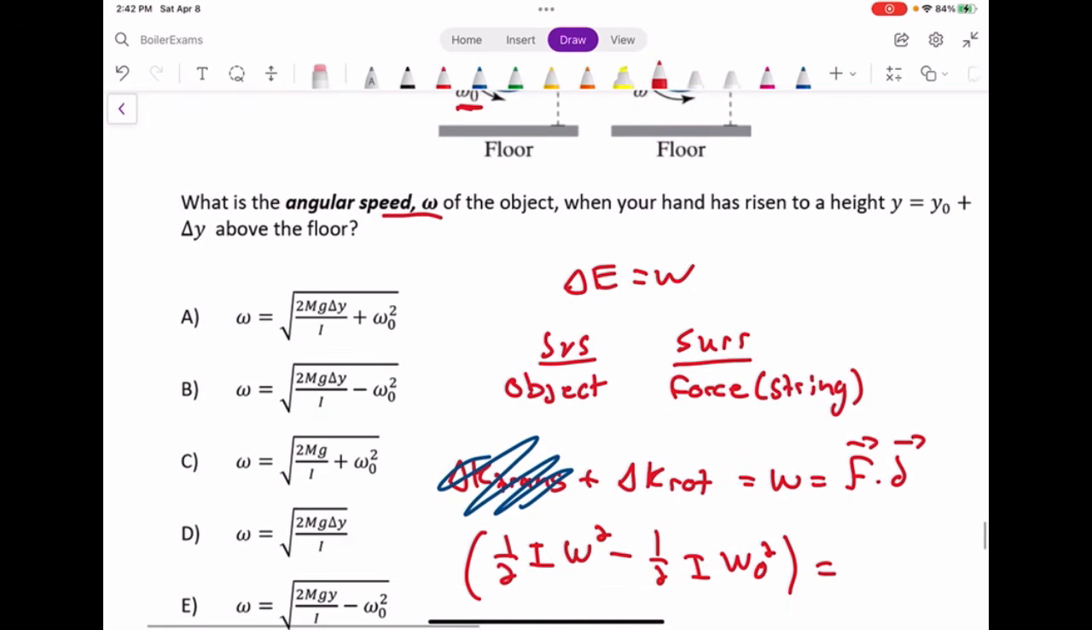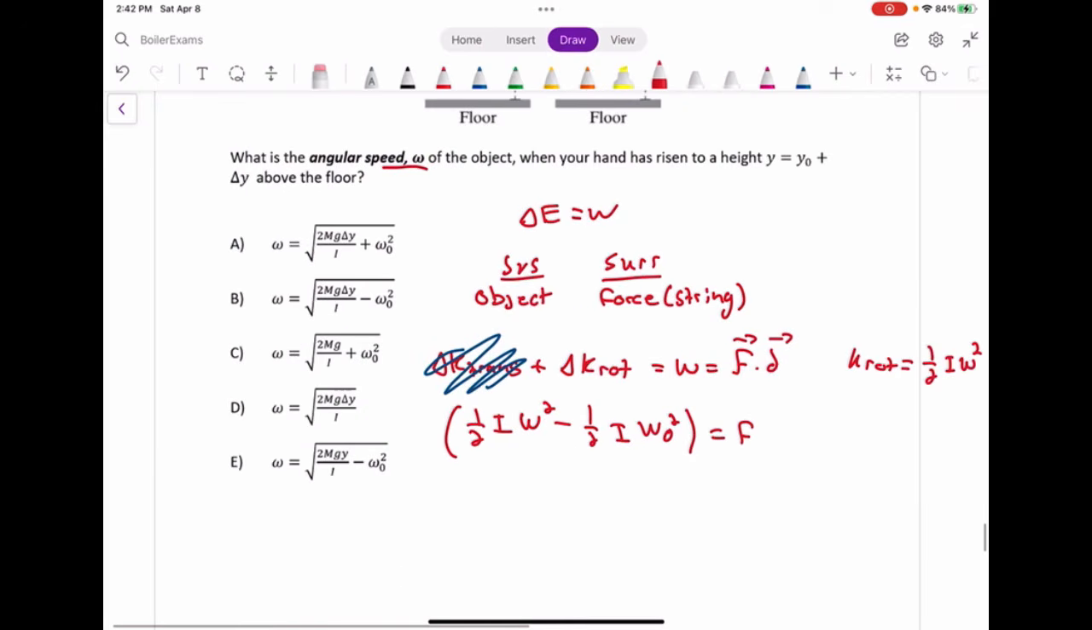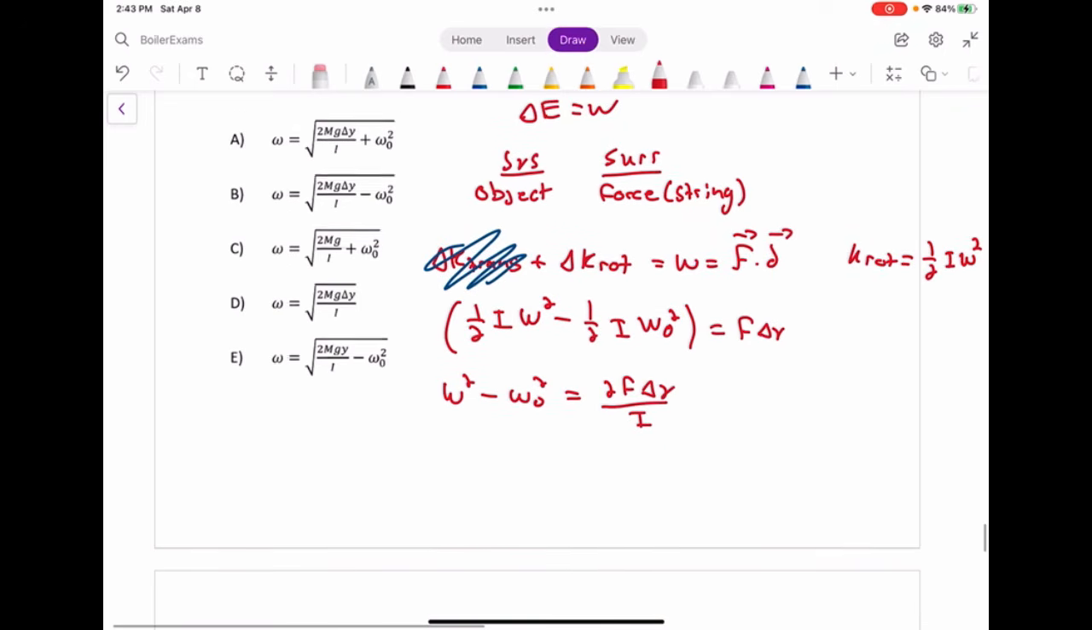But if I'm just looking at the answers here, we can see they just define it as delta y, which is another way. So F delta y. Okay, here we go. Times everything by 2, and then divide by I, and then add over the other term. So let's take it one step at a time. Omega squared minus omega naught squared equals 2F delta y over I.